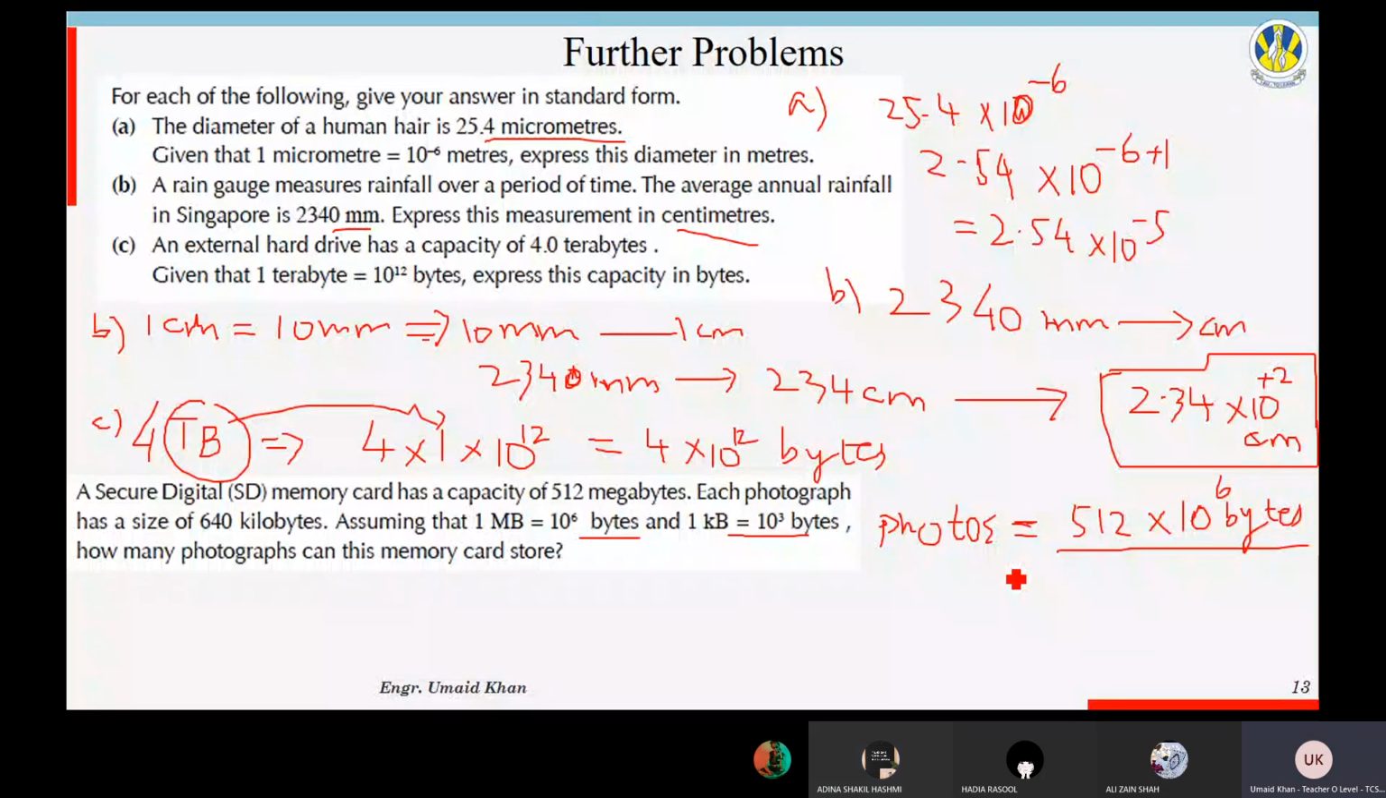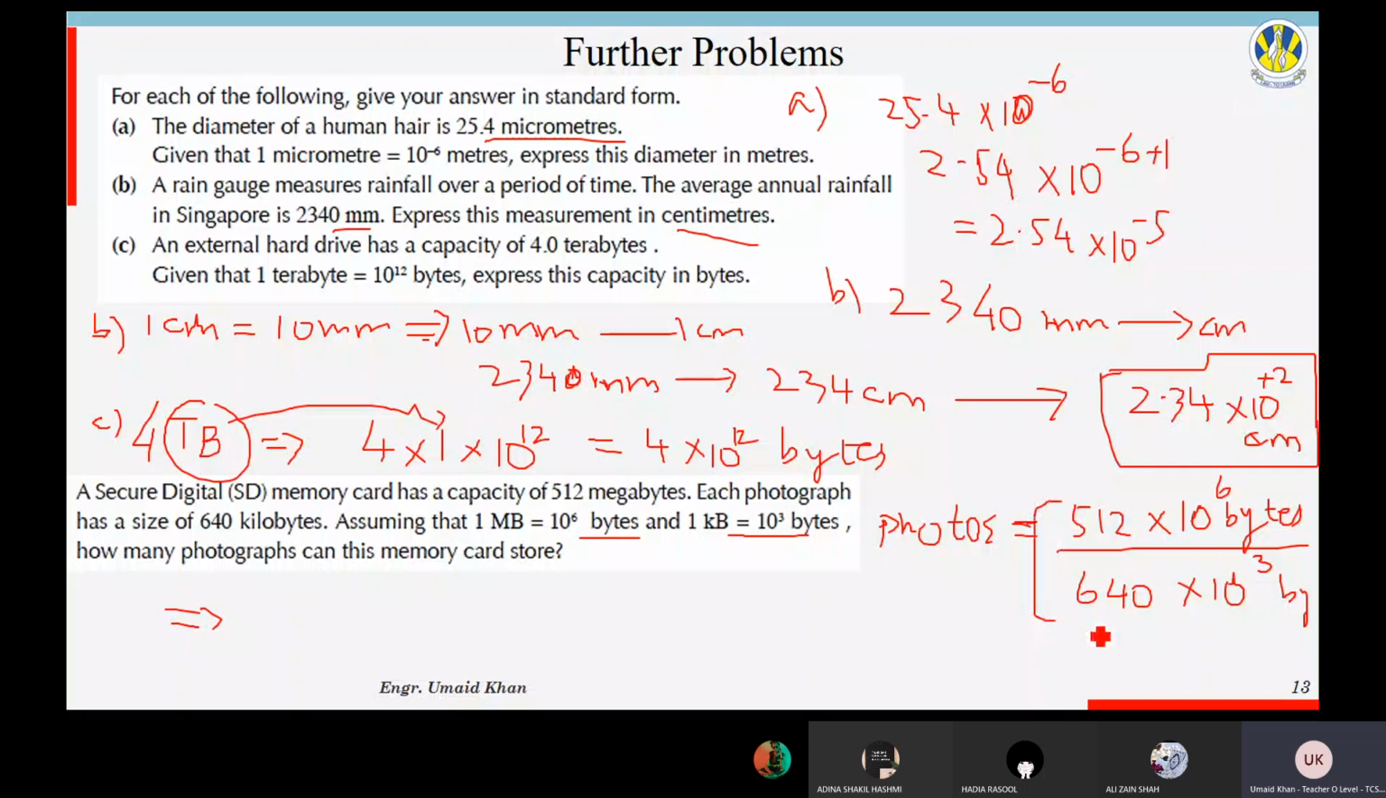Does everyone agree? So what is the size or the memory occupied by each photograph? It is written that it is 640 kilobytes. So you can write it as 640 into 10 raised to the power 3, because there are 10 raised to the power 3 bytes in a kilobyte. So next, cancel the power of 10 with 10. Here you have to use the laws of indices. 512 will be divided by 640, and you can find out the answer. You just have to simplify these two and convert it to standard form.